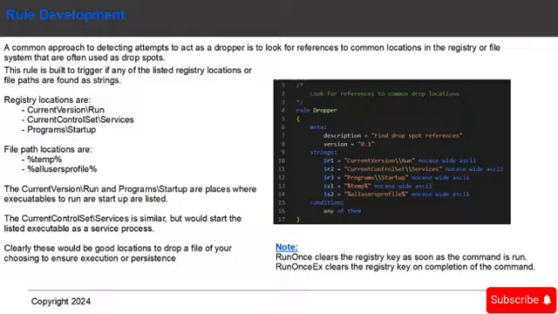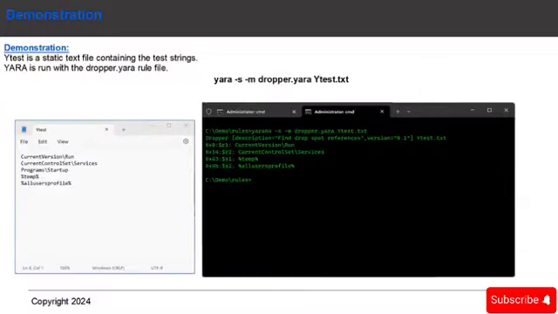A couple of other locations that you may want to keep in mind, there are variations on CurrentVersion\Run, which are RunOnce and RunOnceEx. RunOnce will clear the registry key as soon as the command is run. So this is a desirable location for malware since it sort of cleans up after itself. RunOnceEx clears the registry key upon completion of the command. So very similar. These are 2 other locations that you may want to expand your rule to look at in the future, following the same pattern that we have demonstrated in this particular example rule.